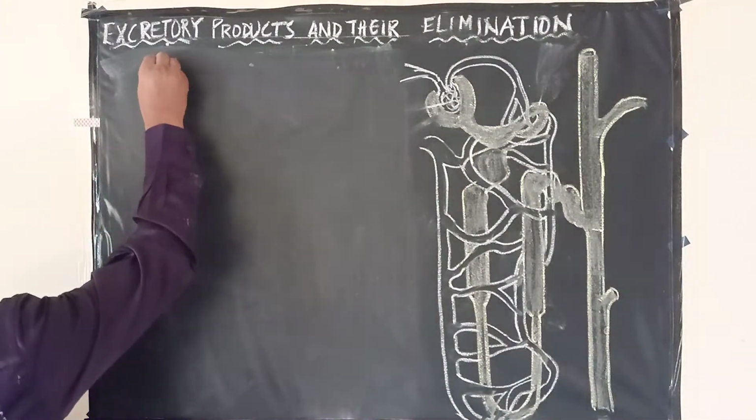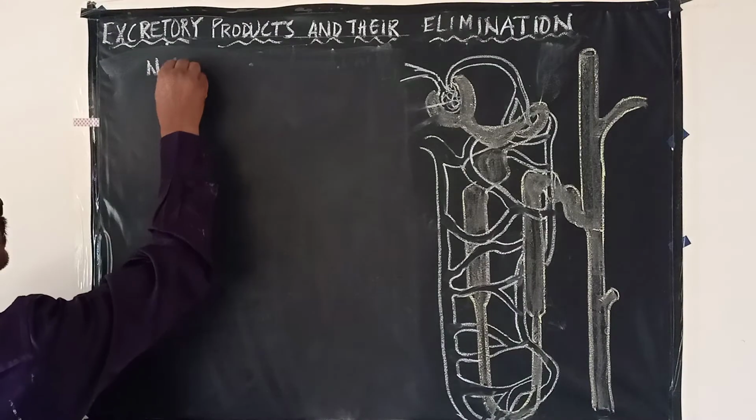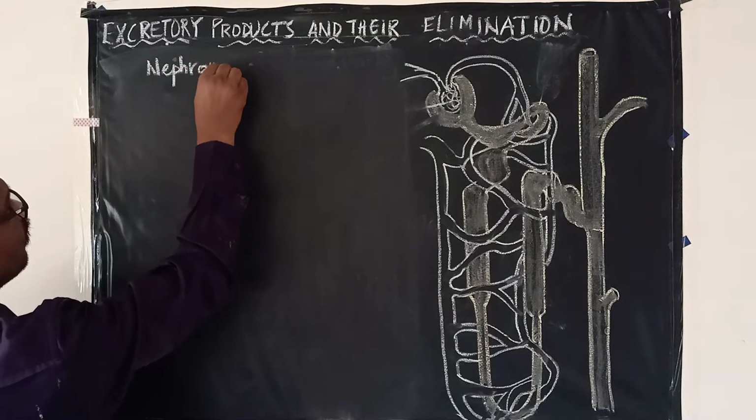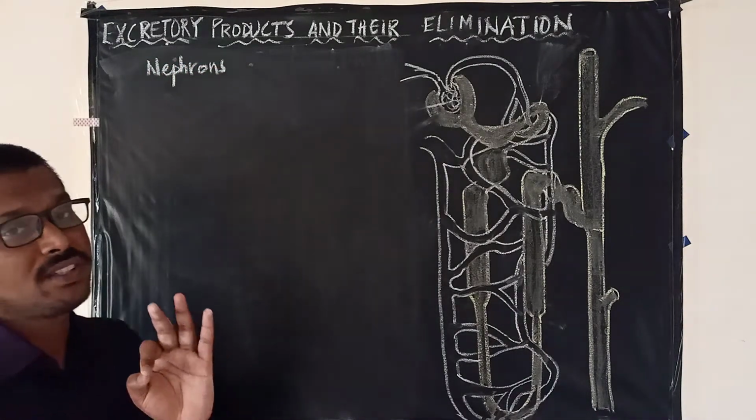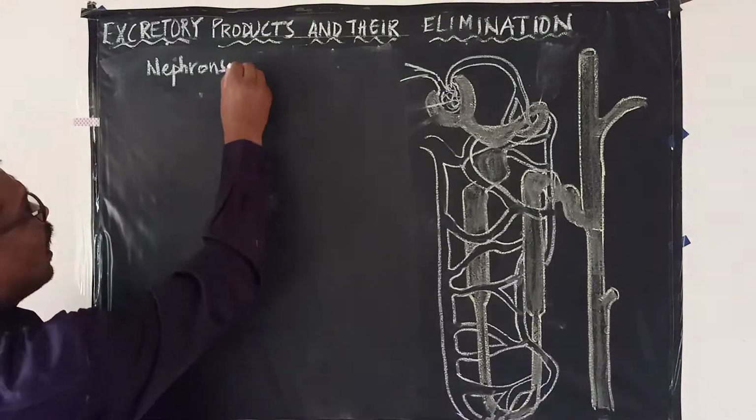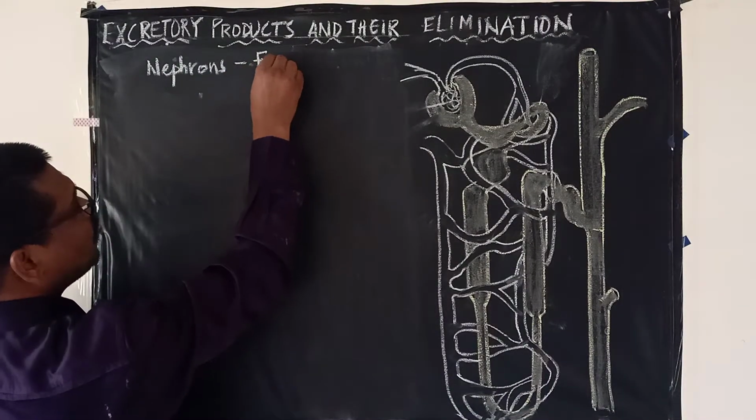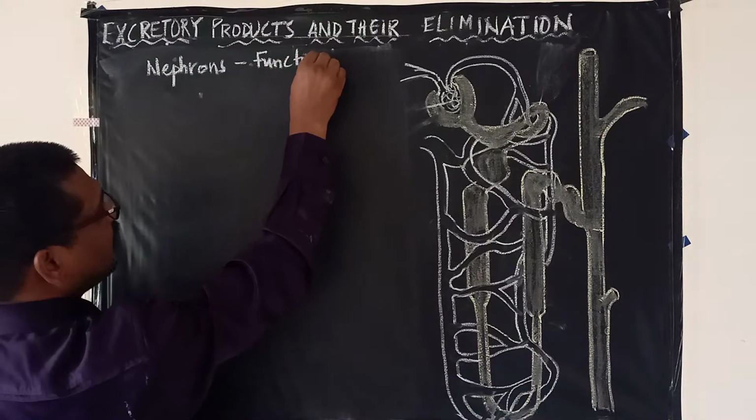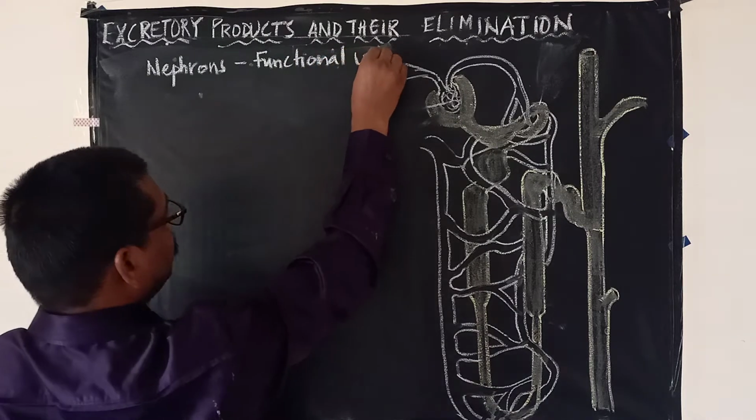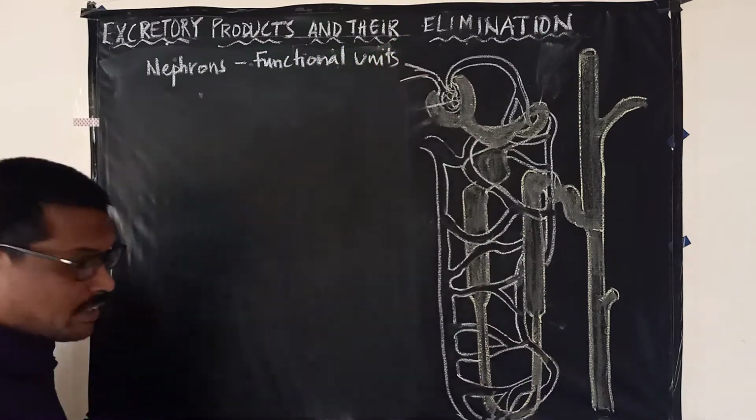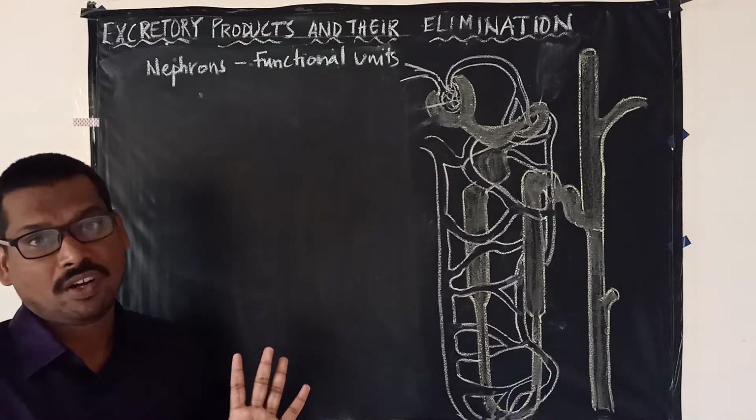Nephrons are present in the kidneys. A nephron is a structure which is present in the kidney. Nephrons are known as the functional units of kidneys.